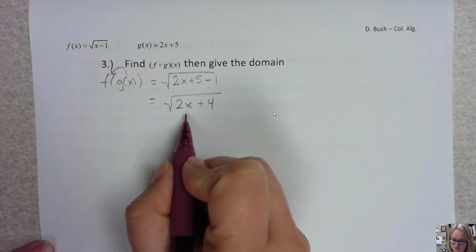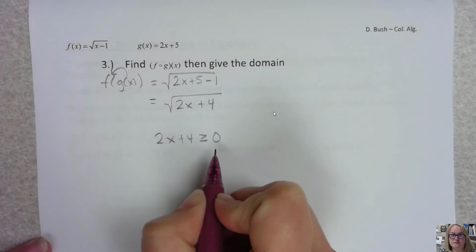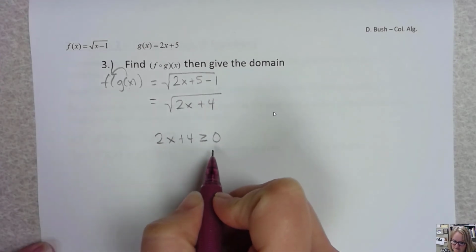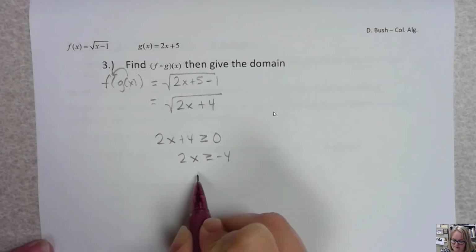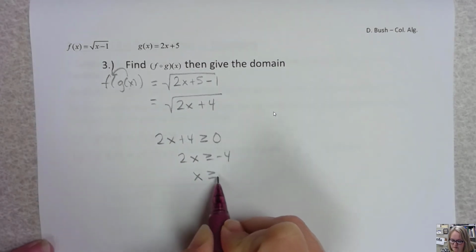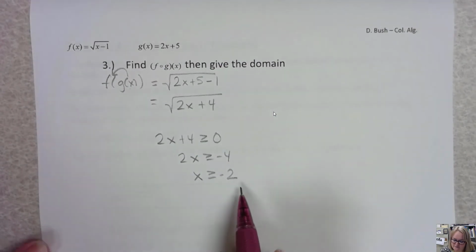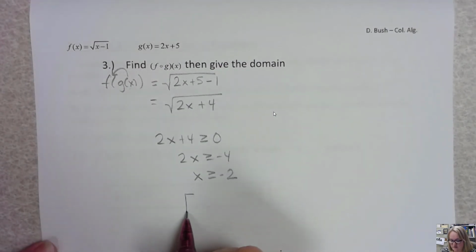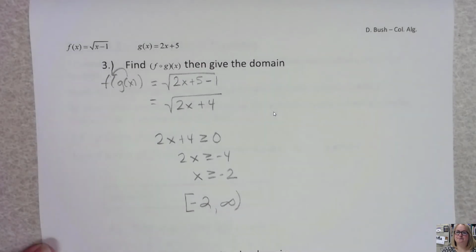So I'm going to take what's under here, 2x plus 4, and set it greater than or equal to 0, and then solve for x. So I'll subtract 4, and then divide by 2 to find that x can be anything greater than or equal to negative 2. If I write that as interval notation, I'll have a bracket, negative 2, comma, positive infinity.